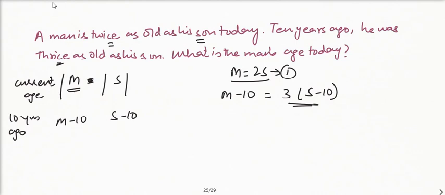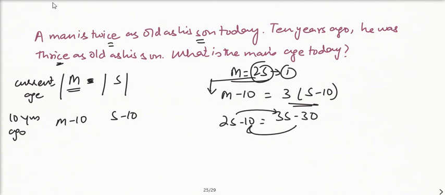So solving these two equations, simply I can replace this and substitute over here in this part. So it will be 2s minus 10 equals 3s minus 30. Similarly, 2s will go over there, 3s will come over here, and 30. So 30 minus 10 equals 3s minus 2s. So s is simply 20.